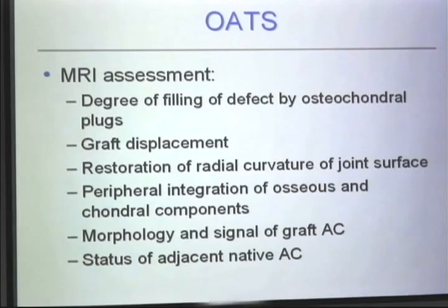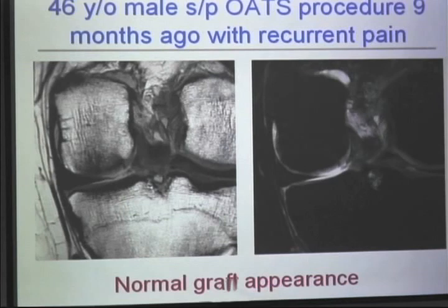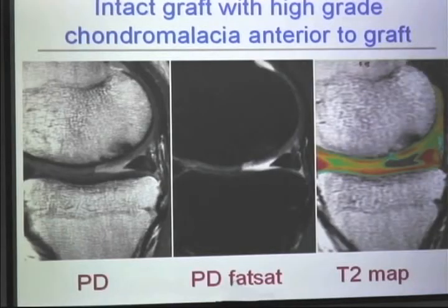Following OATS procedures, we look at the degree of filling of the defect. By the osteochondral plugs, we look for graft displacement, restoration of radial curvature, etc. This patient had an OATS procedure 9 months ago and has recurrent pain. On the coronal views, this is a normal graft appearance. There's good bony incorporation of the graft. The articular cartilage is smooth and congruent with the adjacent cartilage. When we look at the sagittal views, again, the area of the graft looks normal signal and T2 map. And then there's this area of high-grade chondromalacia just anterior to the graft.